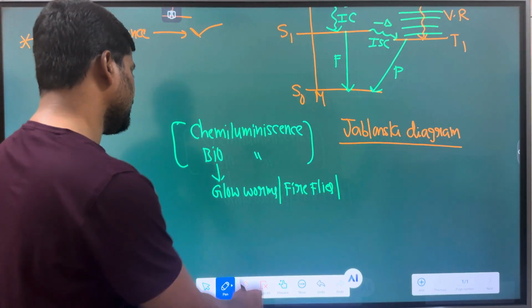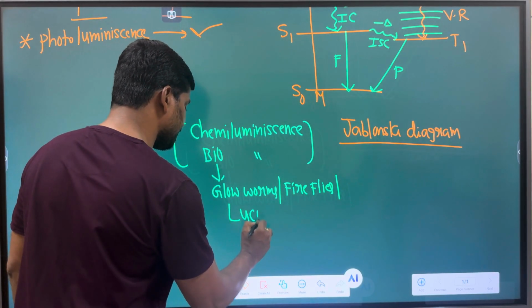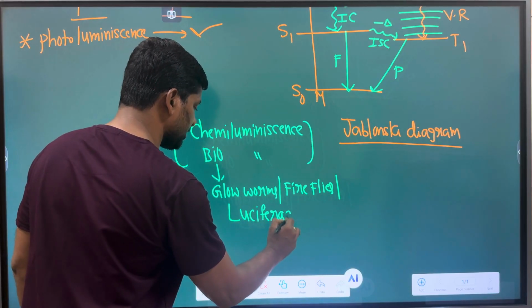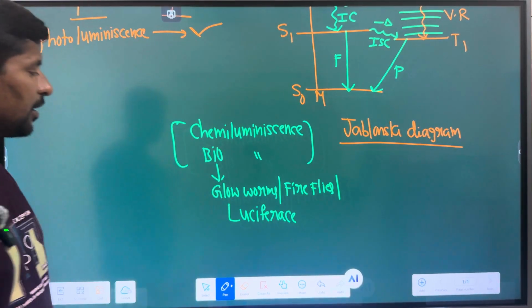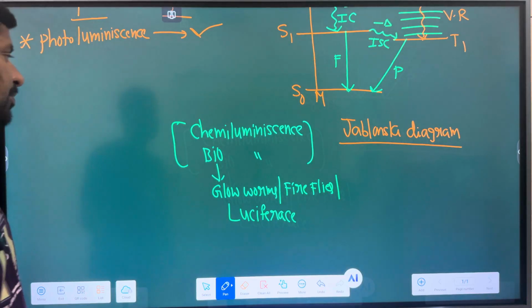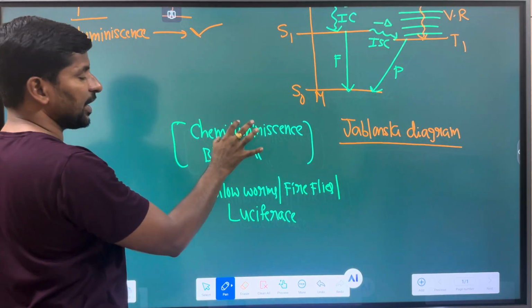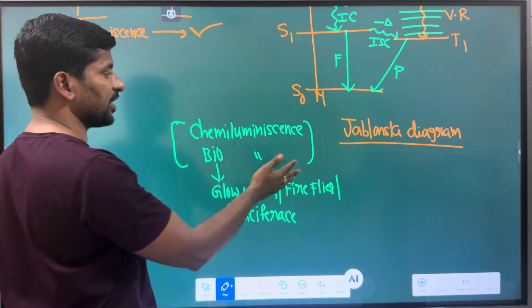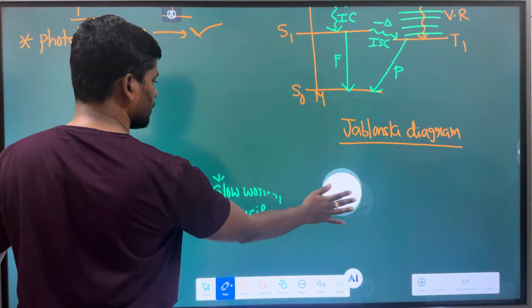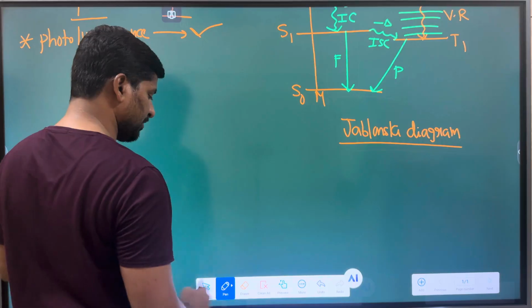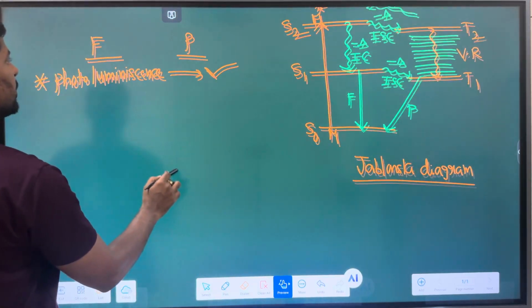Glowworms, fireflies: in these, luciferase, an enzyme, is present. Because of that enzyme, light energy is emitted. So here we are not applying light energy; because of chemical reactions, light energy is emitted. So these are said to be chemiluminescence and bioluminescence.